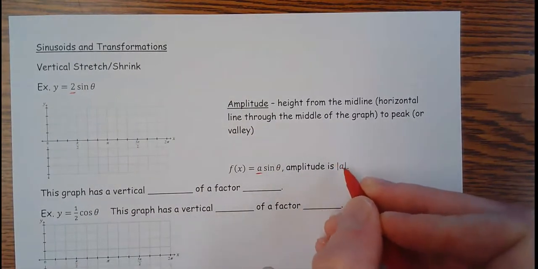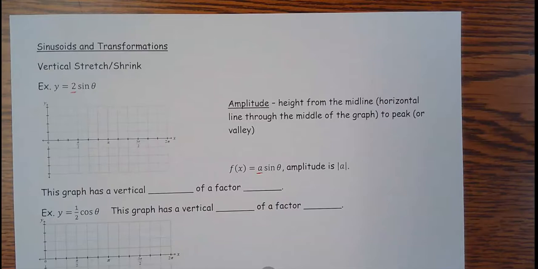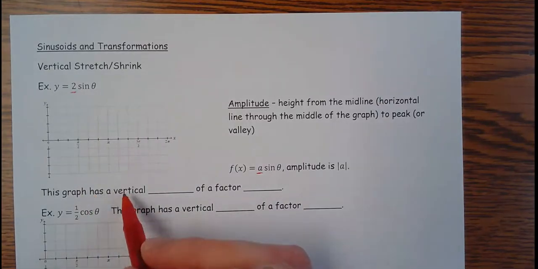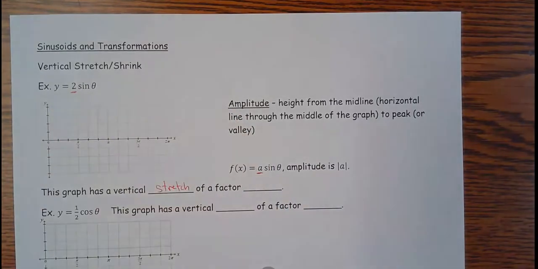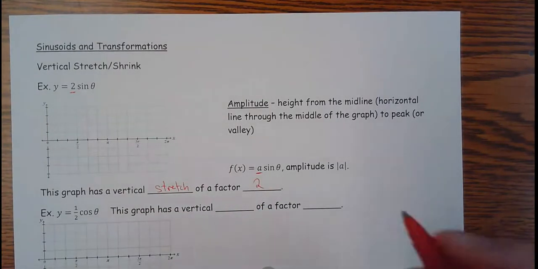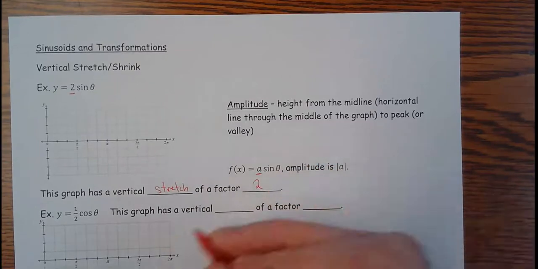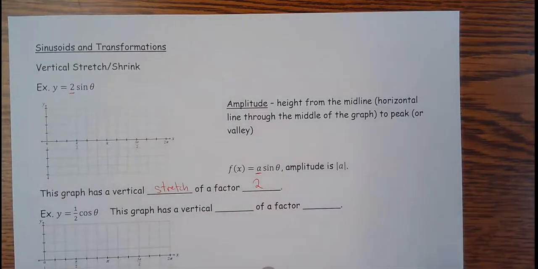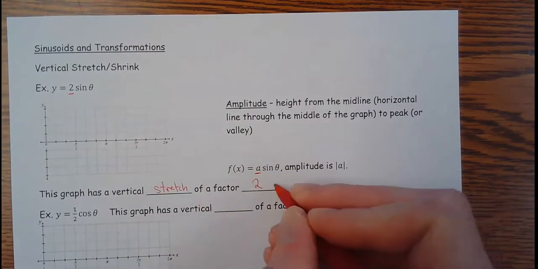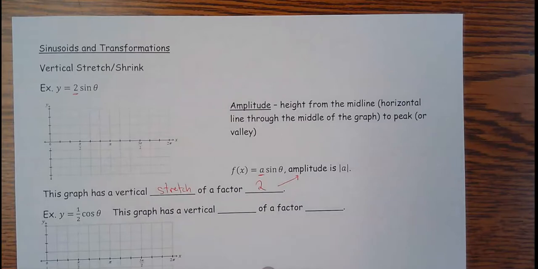Like this a value here, if I have a 2, that changes the amplitude. And it is the absolute value of a, because if I had a -2, the amplitude is still 2. So this graph has a vertical stretch. Putting a 2 out front like that is going to stretch things out. It's going to be a vertical stretch of a factor of 2, and it has an amplitude of 2. I'm sorry, of 1. No, this amplitude is 2, the original one. So this is a factor of 2, which means that's also the amplitude. The vertical stretch and the amplitude are kind of the same thing. So if you see the word amplitude, that's what they're talking about.